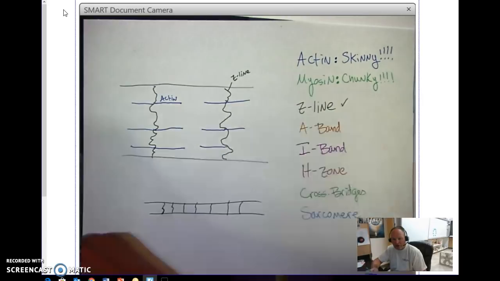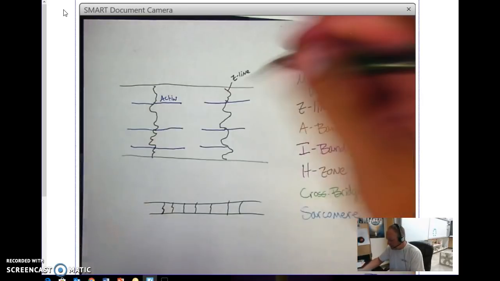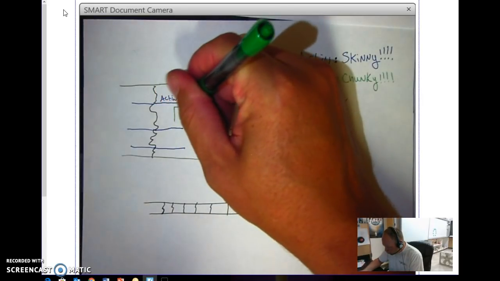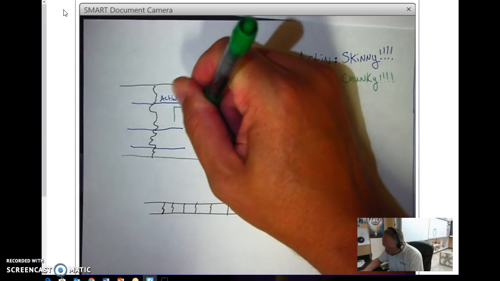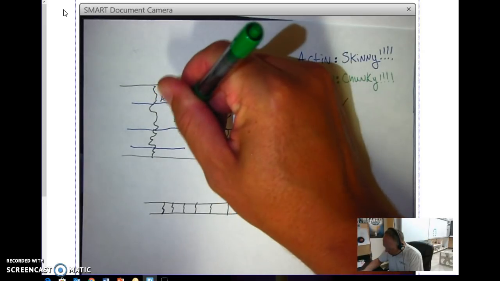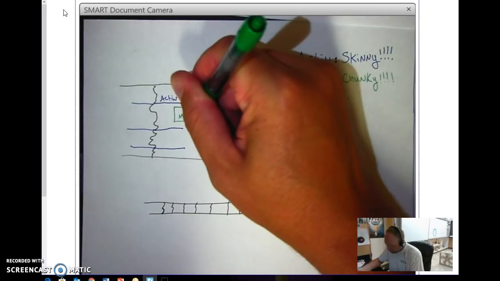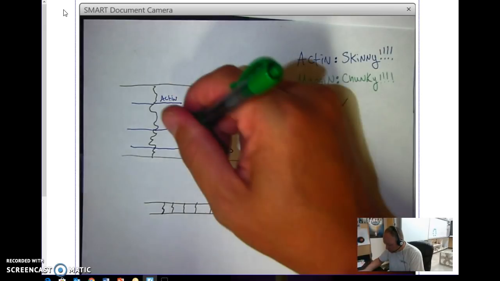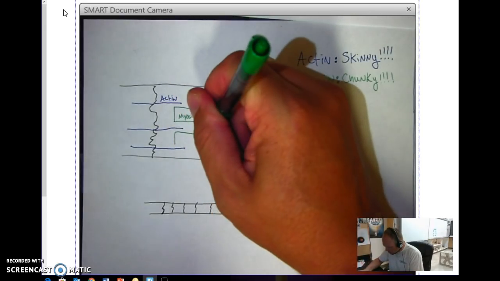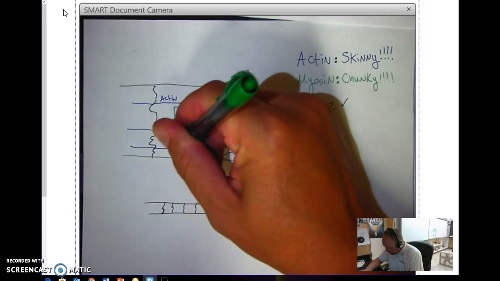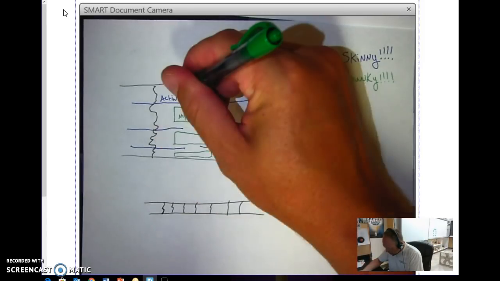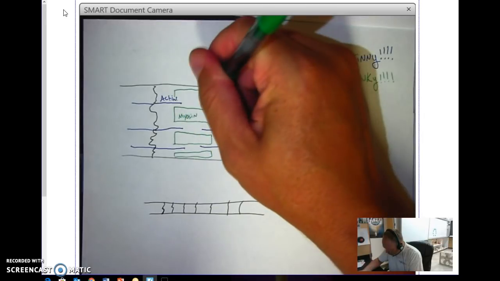Now it's time to get my green. My green is my myosin. And myosin is super chunky. So this is my myosin. Can you see how I'm drawing the difference between these guys? Super chunky. So here's another one. Chunky, chunky, chunky. Do you guys get the idea? Let's draw one more. Chunky, chunky, chunky.